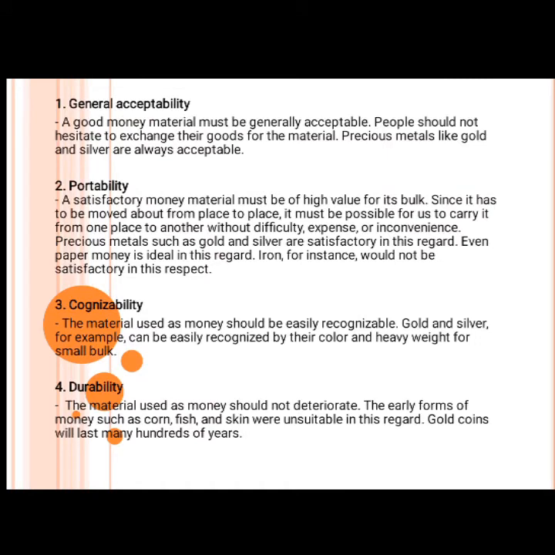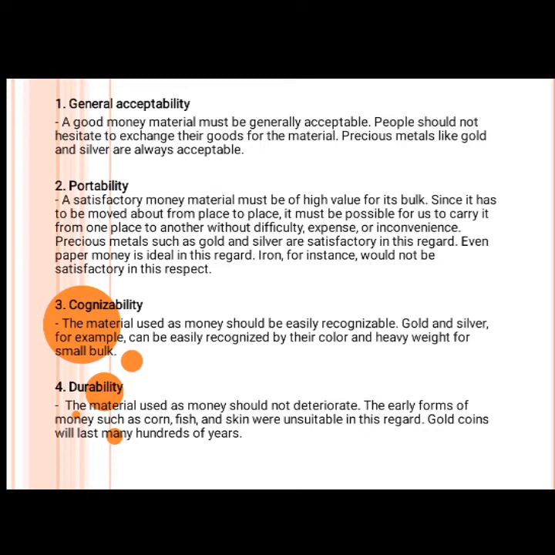So general acceptability is a good money material because money must be generally acceptable. People should not hesitate to exchange their goods for the material. So in this attribute, money must be acceptable. People should be ready to accept it as a mode of payment and exchange. So for example, checks are not acceptable by all, but cash is. Another example is precious metals like gold and silver, which are always acceptable.